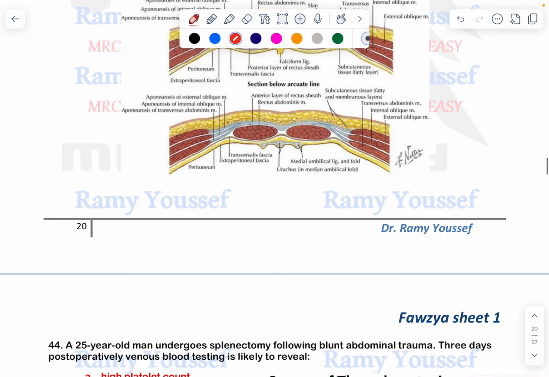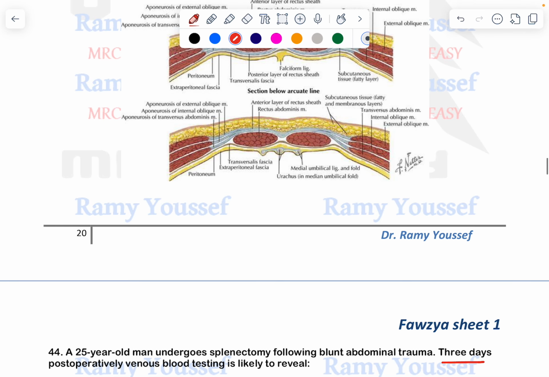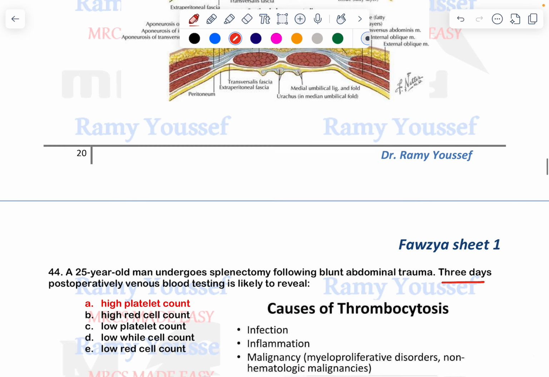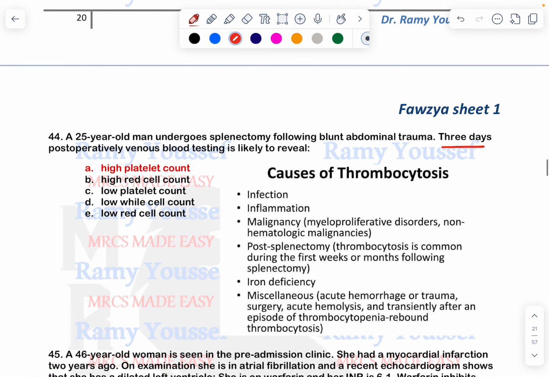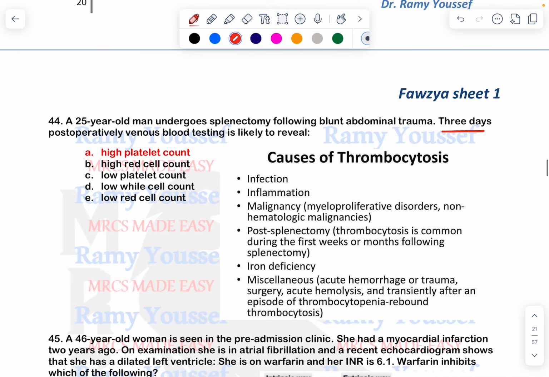After splenectomy, 3 days after the operation, the post-operative venous blood will show an increased platelet count. Thrombocytosis.